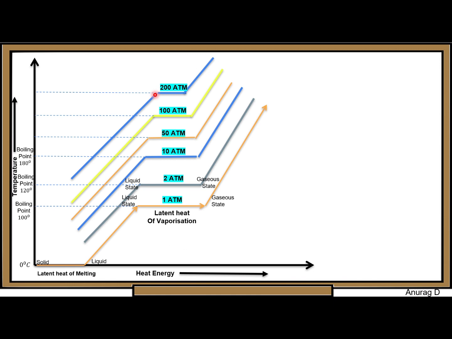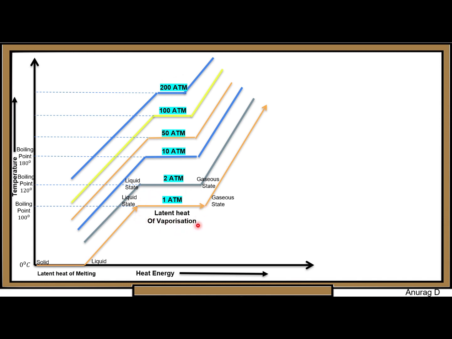जैसा आप देख पा रहे हैं, at 1 atmospheric pressure, this line is very big as compared to at 200 atmospheric pressure. Means at 200 atmospheric pressure, it requires very less amount of latent heat of vaporization, जो कि liquid to gas state में convert कर लेगी as compared to 1 atmospheric pressure.